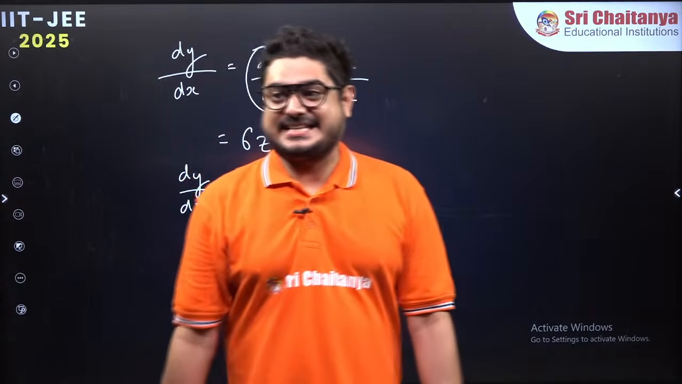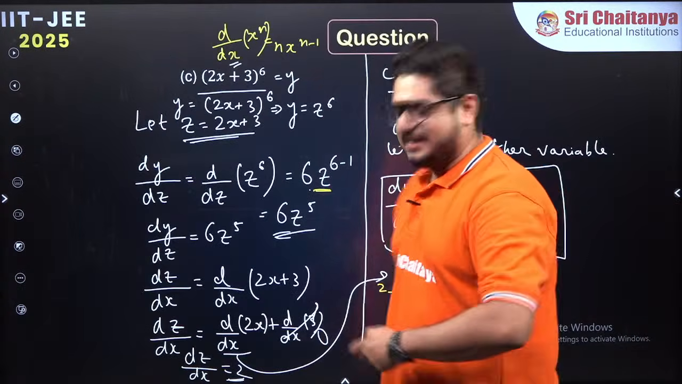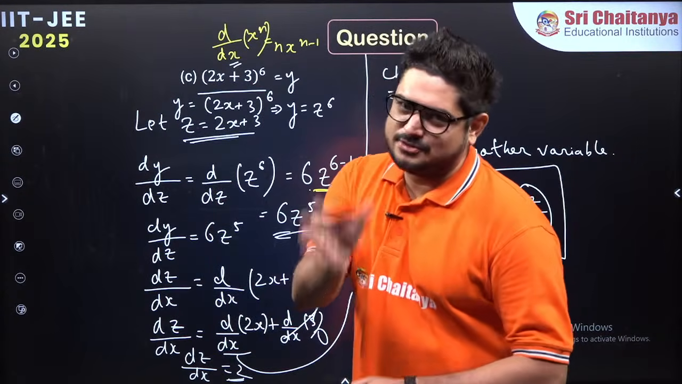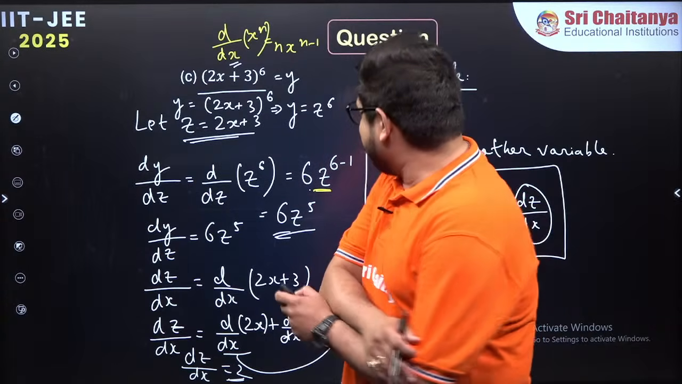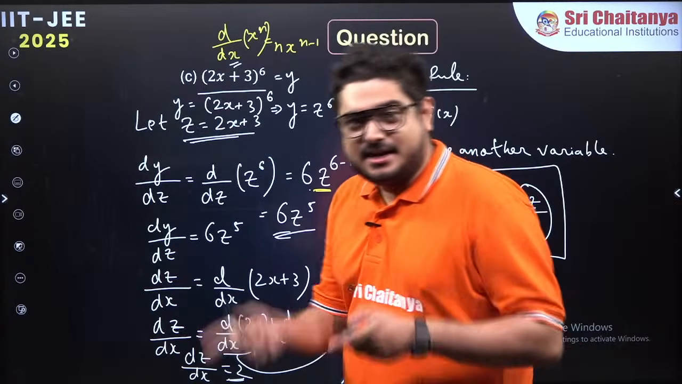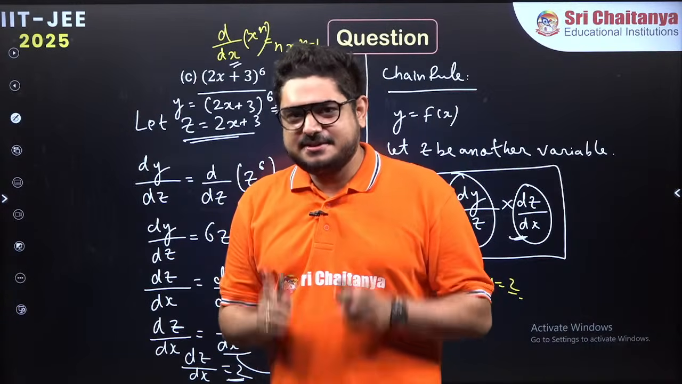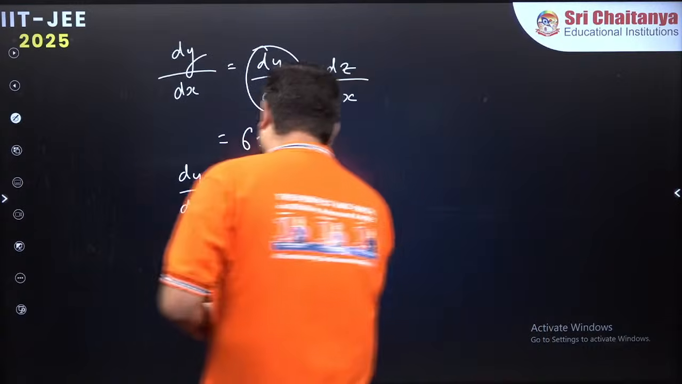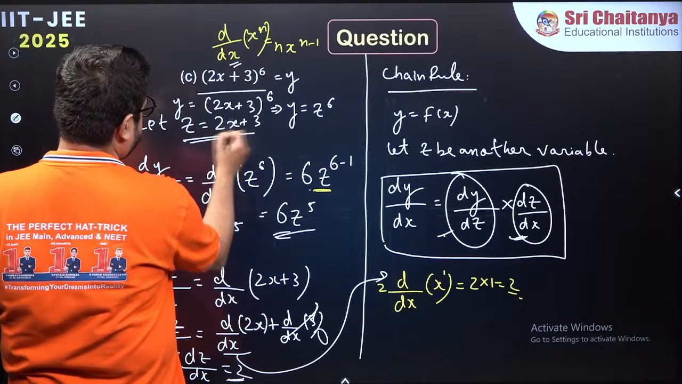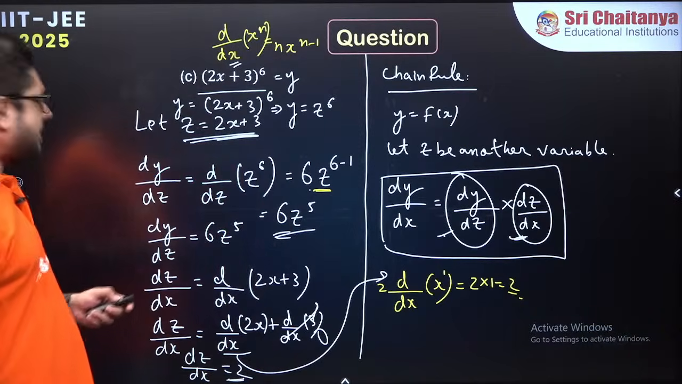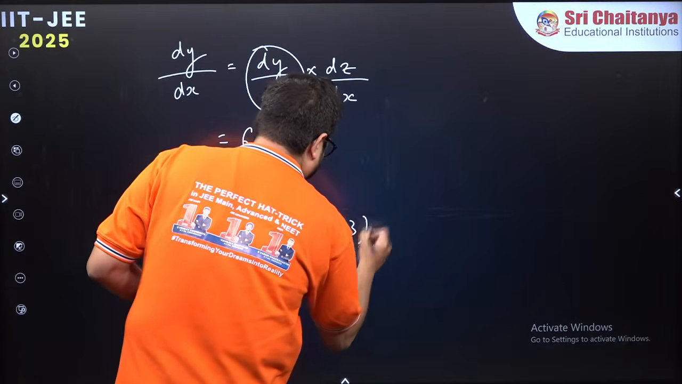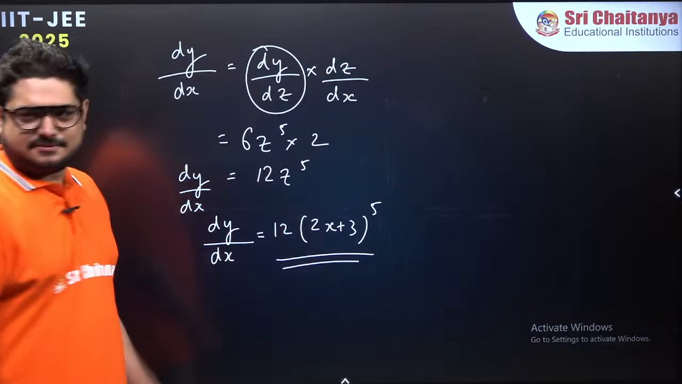But it's an obvious thing, it's an incomplete answer. Because the original function is supposed to be given in terms of x. So what is being given? We have already presumed that z is equal to 2x plus 3. Re-put the value and you will be getting the final answer. So dy by dx is going to be equivalent to 12 into z, which was 2x plus 3. So it's going to be 2x plus 3 whole to the power of 5. So this is going to be the final answer.